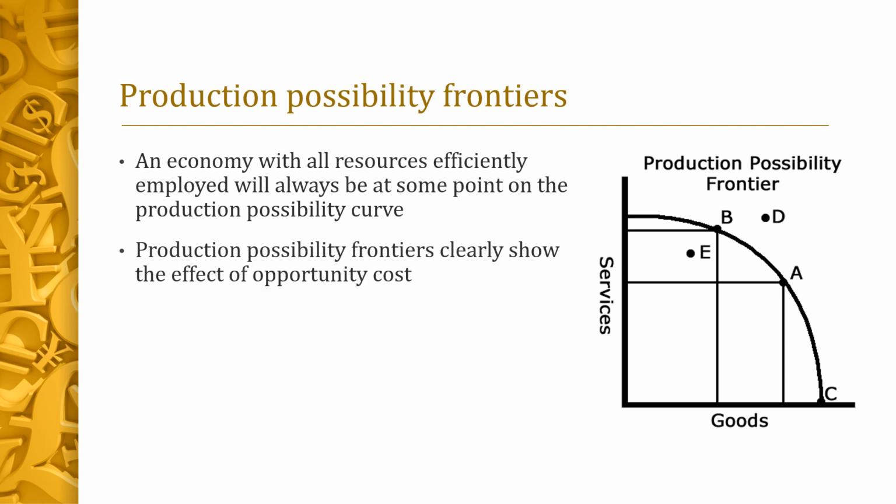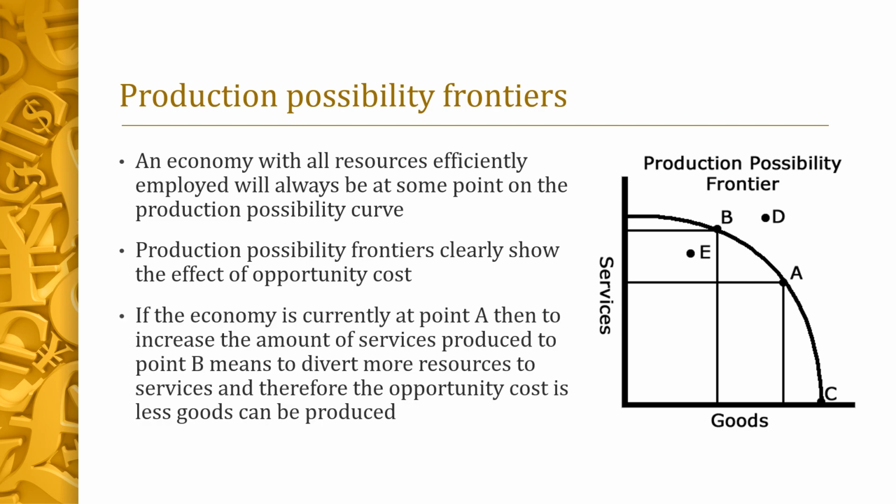Production possibility frontiers clearly show the effect of opportunity cost. If the economy is currently at point A on the production possibility frontier, then to increase the amount of services produced to point B means there would be a need to divert more resources to services, and therefore the opportunity cost is that fewer goods can be produced. The economy in our example could divert all resources towards the production of goods, with the opportunity cost being that no services are produced at all. However, it is not possible for this economy to operate at point D without experiencing economic growth.